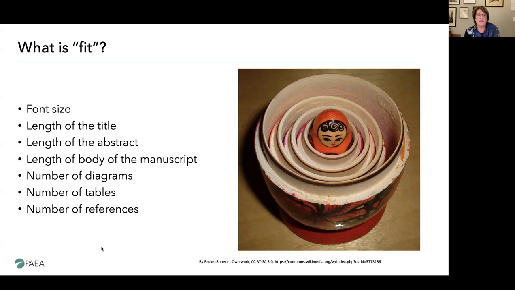And that means that the person who receives the article identifies that instead of the manuscript being 4,000 words, it's 12,000 words. You have 9,000 references. I'm making it up, of course. But they say, well, this is too long for our journal.